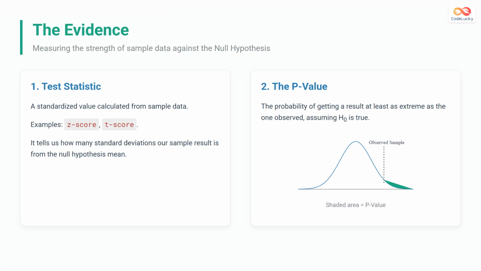To measure our evidence, we calculate a p-value. The p-value tells us the probability of seeing data this extreme if the null hypothesis were true. A very small p-value means your data is very surprising and unlikely to happen by random chance alone. It is a direct measure of the strength of your evidence against the null.